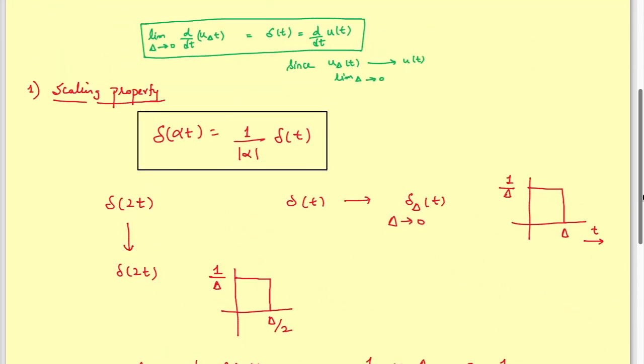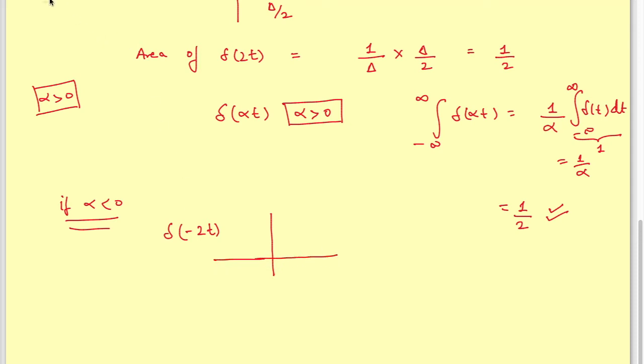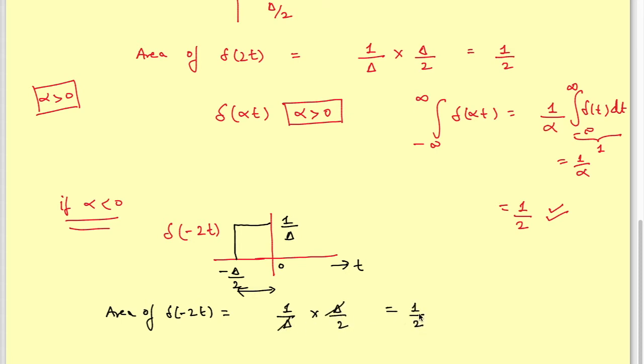This is for alpha greater than 0. If alpha is less than 0, then it will become delta of minus 2t. My graph will look something like this, drawn with some other color. It spans minus delta by 2, and the height is 1 by delta, since I am not changing my amplitude, and this is the time axis t. Now the area of delta of minus 2t is equal to 1 by delta into the width, which is delta by 2. So in this case also it is 1 by 2.